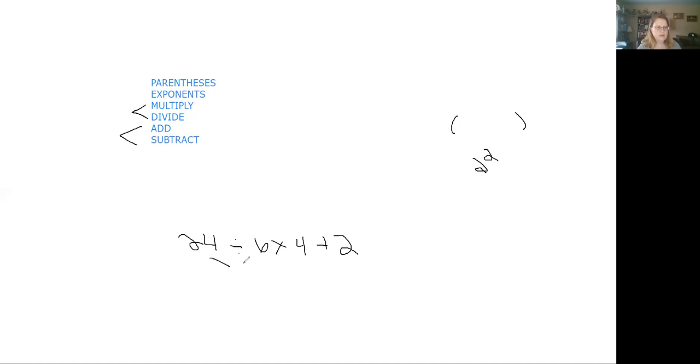So 24 divided by 6 comes first, which is 4. So then we have 4 times 4 plus 2. Okay, then we will do the multiplication. 4 times 4 will give us 16. And we will save the plus 2 for last. 16 plus 2 is 18, which is answer C.